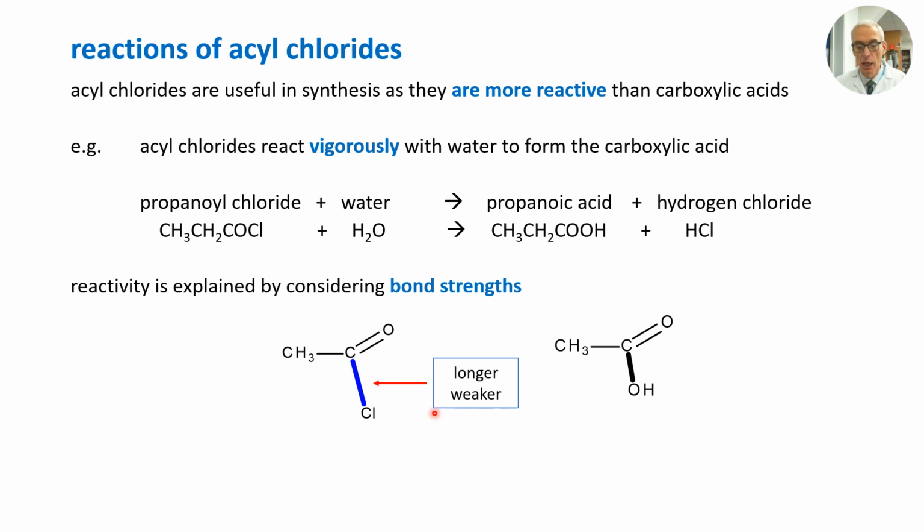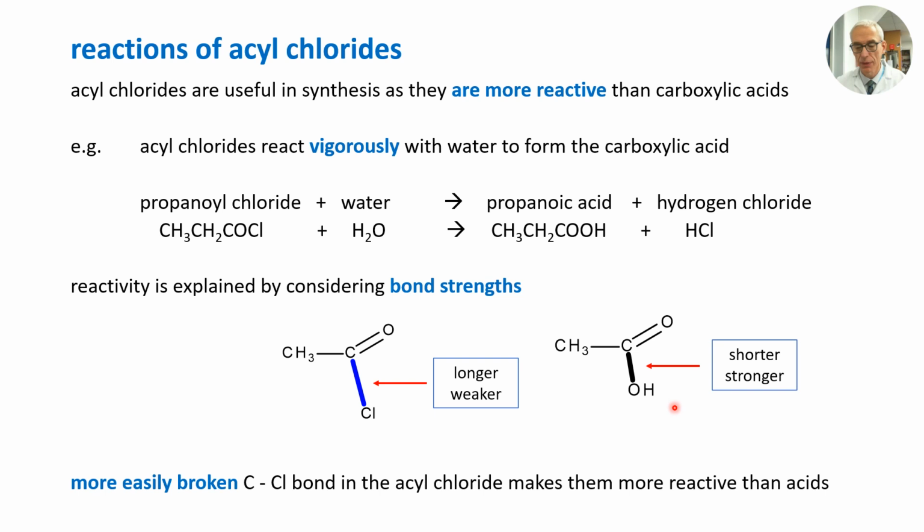Now, the bond length between carbon and chlorine is longer, and therefore the bond is weaker. The carbon-oxygen bond is shorter and therefore is stronger. So as in both cases it's this bond that needs to be broken, as the carbon-chlorine bond is weaker, it's going to be more easily broken. And that makes acyl chlorides more reactive than the carboxylic acid.